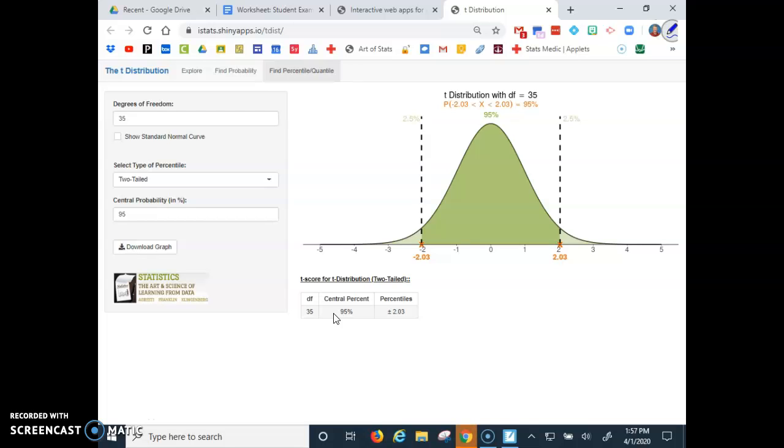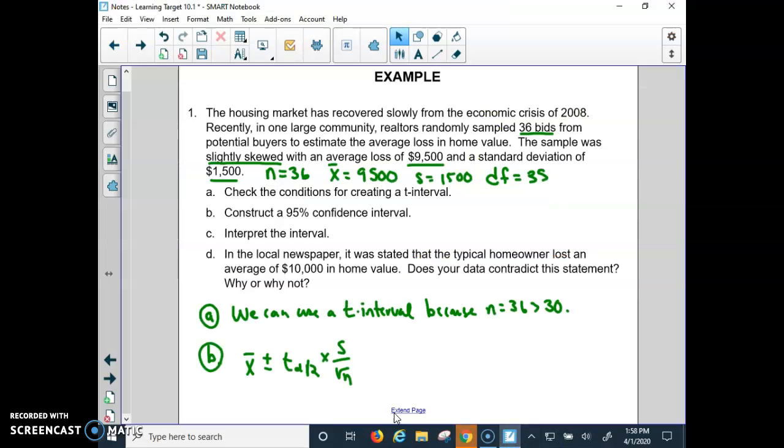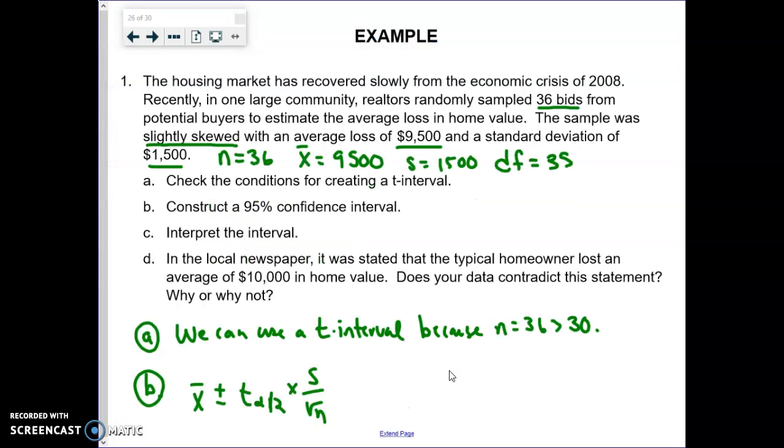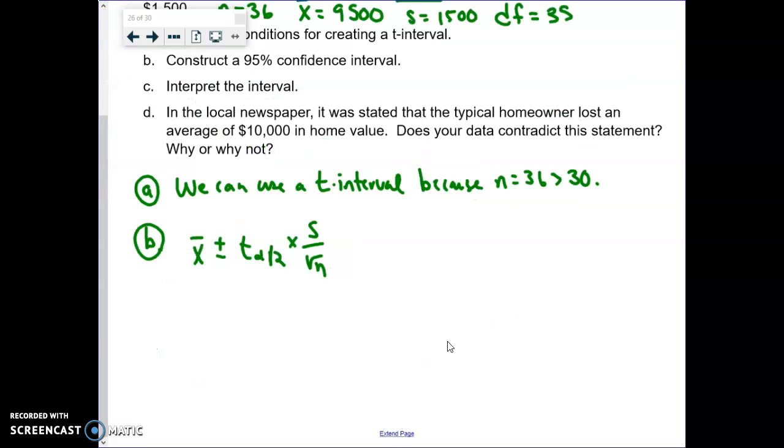But the thing we want to get from this is right here: your two critical values. Now, one's positive, one's negative. Don't have to worry about that. The only thing we have to worry about is that our critical value for t is just 2.03. Just take the absolute value of it. So that is our critical value, 2.03. So if we go back here to our formula, and I'm going to extend the page, really all we need to do is fill in the values.